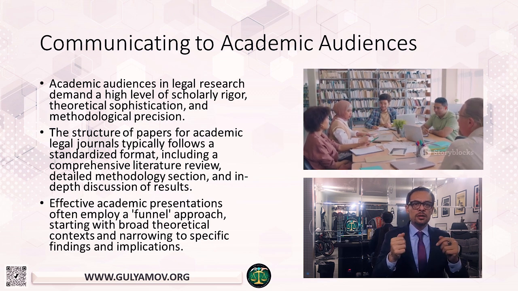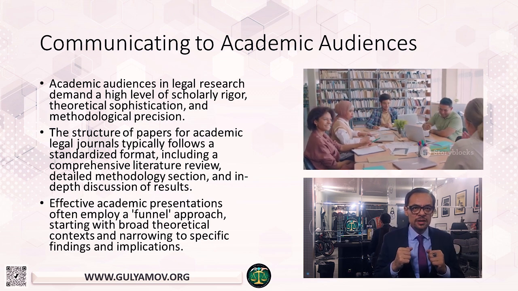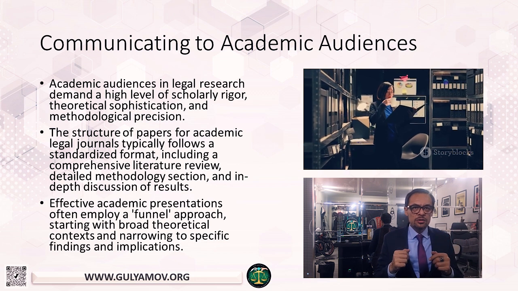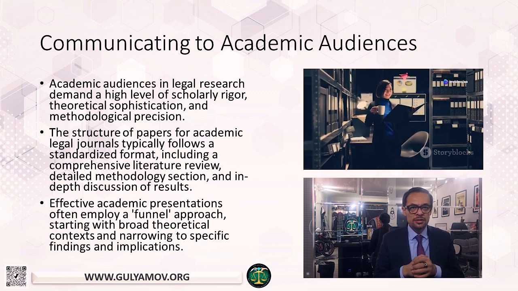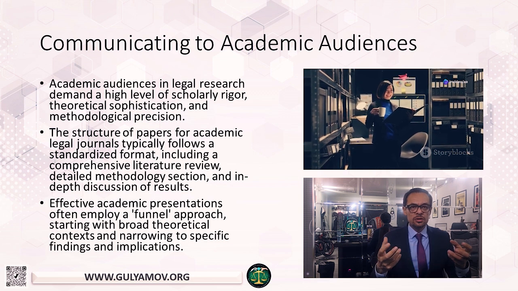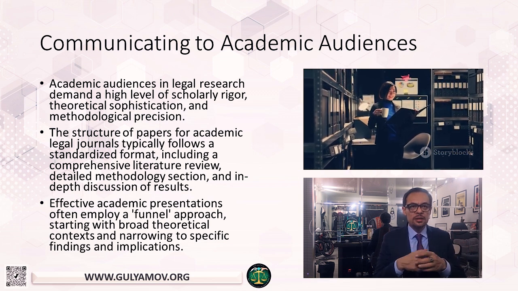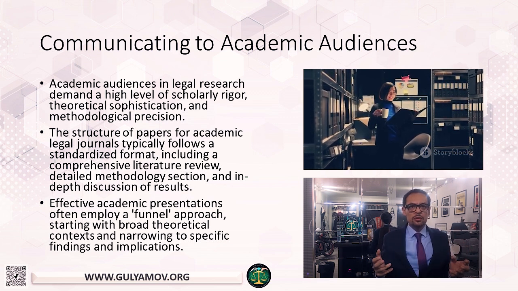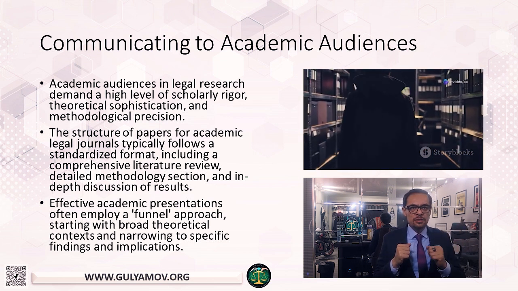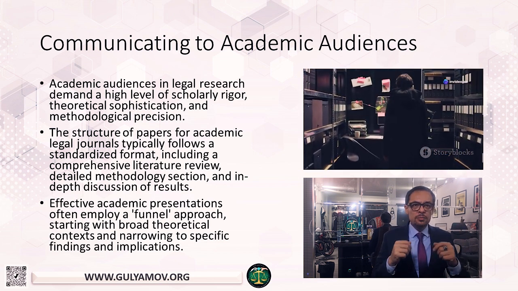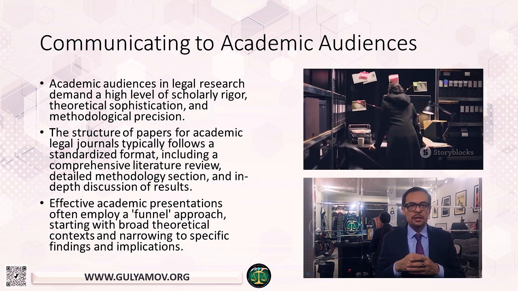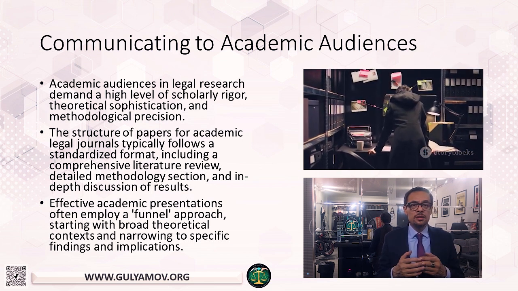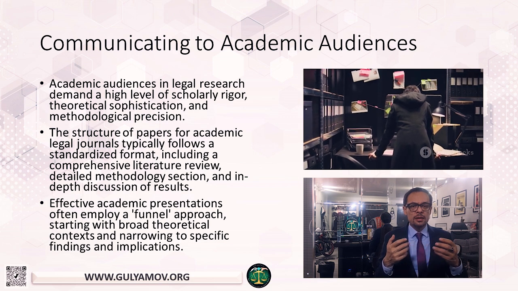The structure of papers for academic legal journals typically follows a standardized format, including a comprehensive literature review, detailed methodology section, and in-depth discussion of results. Researchers should use discipline-specific terminology judiciously, balancing the need for precision with clarity of expression. When addressing interdisciplinary insights, care must be taken to explain concepts that may be unfamiliar to a purely legal audience. For example, a law and economics paper might need to elucidate economic principles for legal scholars.